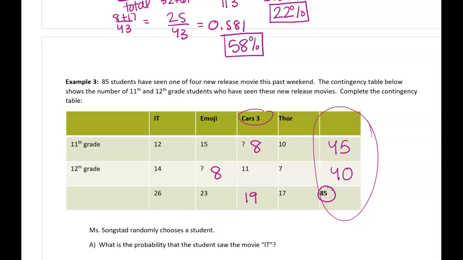So now Ms. Songstead, another FST teacher, randomly chooses a student. I'm trying to move this with my finger and it's not working. Let's try.